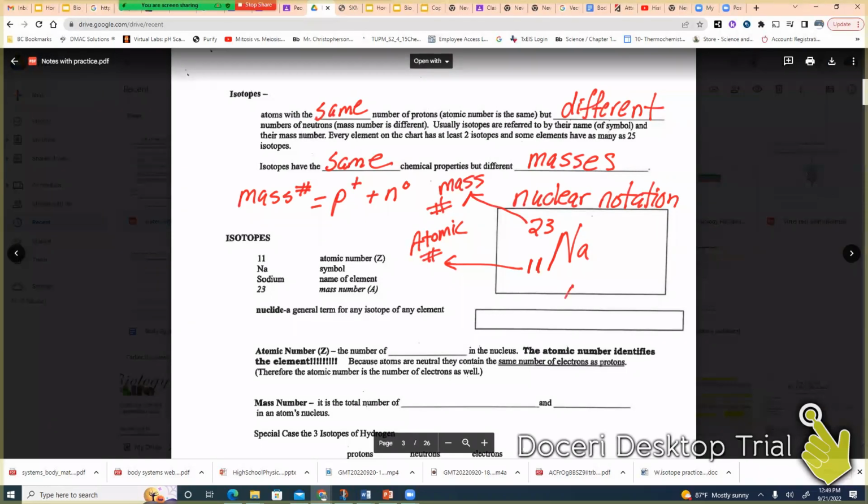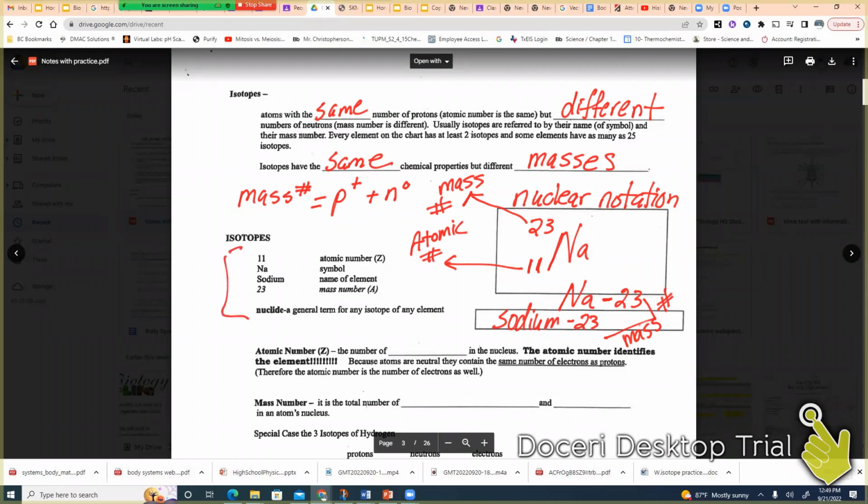Sometimes you may just see a symbol, like sodium-23, or maybe the word sodium-23. If there's just one number behind it, that's always the mass number, not the atomic number, because the atomic number you can always find as long as you have a periodic table. So if you see something that just has one number, it would always be the mass number.